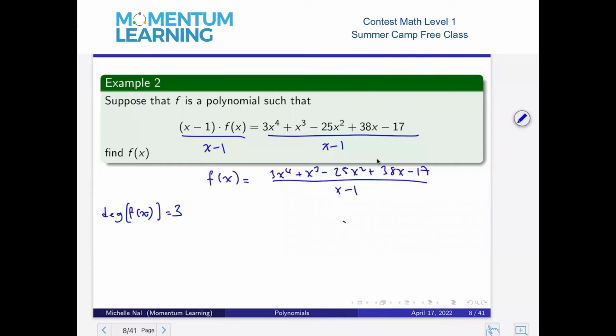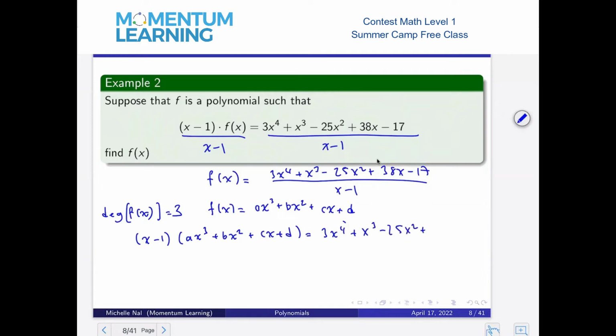So f of x can be in the form of ax cubed plus bx squared plus cx plus d, and then we are multiplying that with x minus 1. So it's ax cubed plus bx squared plus cx plus d, times x minus 1, is equal to 3x to the 4 plus x cubed minus 25x squared plus 38x minus 17.